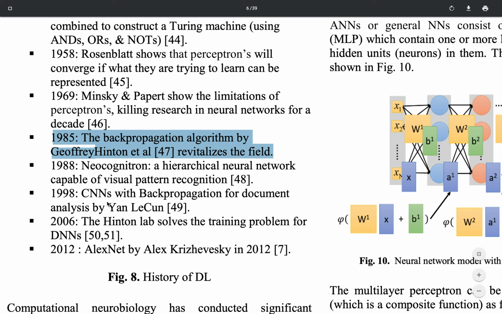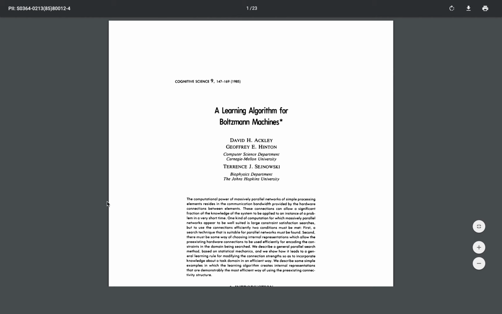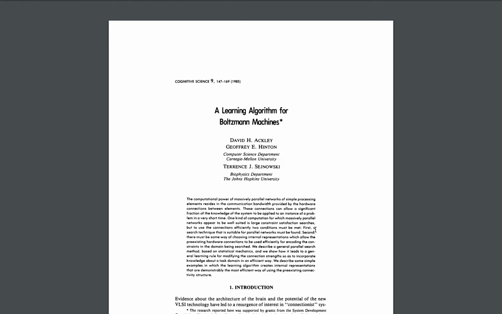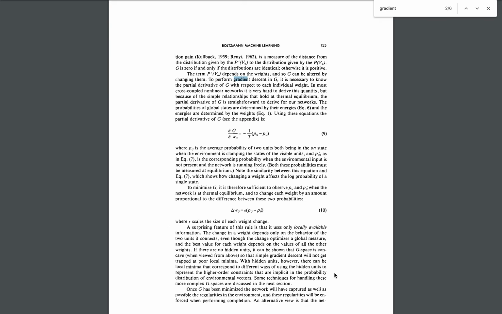So what happens next? We know that there are these deep layered perceptron networks, but we don't know how to train them. And in 1985, Jeff Hinton comes up with a way of revitalizing the field by bringing back propagation as an algorithm to train these networks. The specific paper where back propagation gets introduced is a learning algorithm for Boltzmann machines. And if you jump to the gradient piece, you're going to see that Jeff Hinton explains that in order to train these Boltzmann machines, which are similar to neural networks, fully connected and not necessarily feed forward, you can use gradient descent to optimize them.